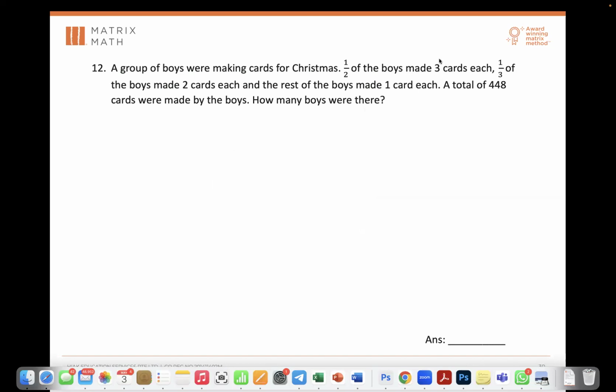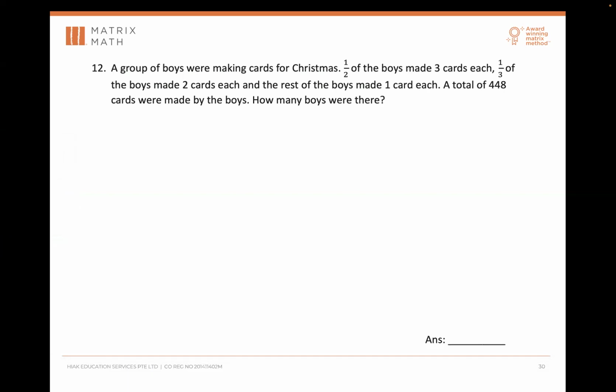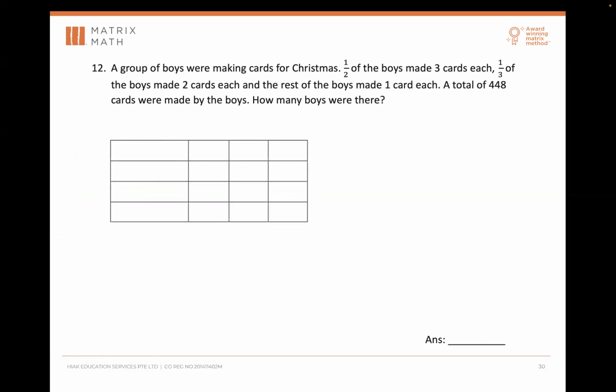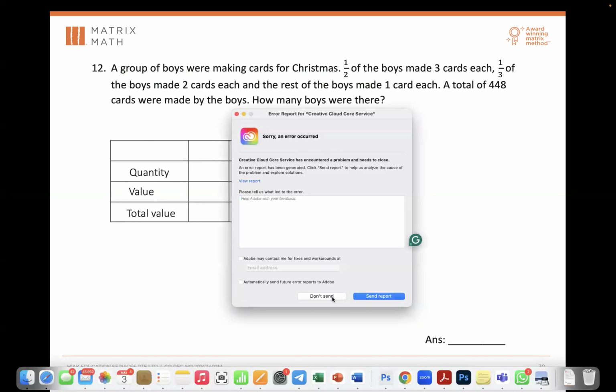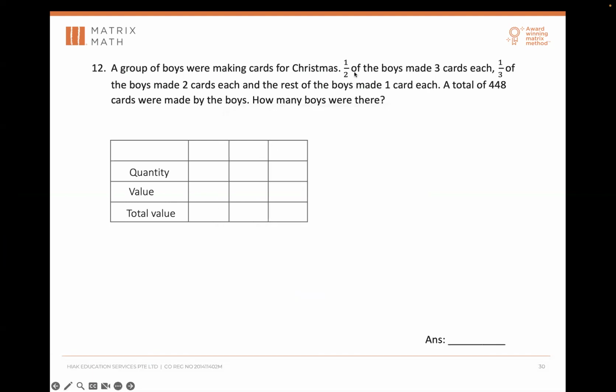The value refers to the cards. So let's draw the quantity value table. So you have quantity, value, total value, okay? So we have 3 columns here because there are 3 groups of boys. The boys that make 3 cards each, and the boys that make 2 cards each, and the boys that make 1 card each. For boys who make 3 cards, half of them, 2 cards is 1/3, and the rest make 1 card.